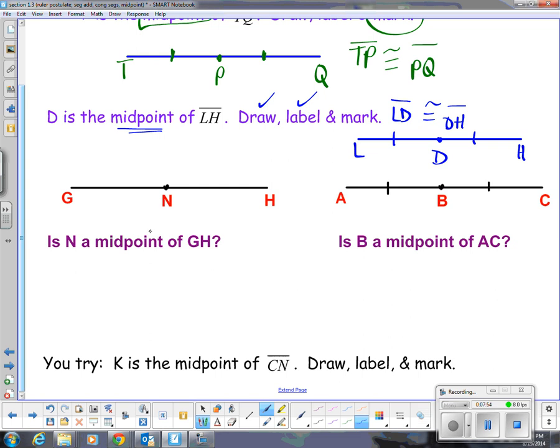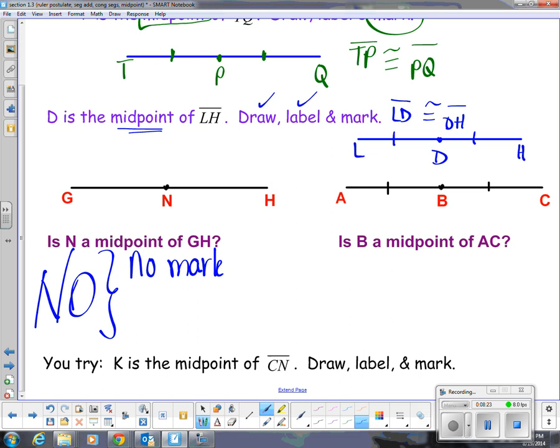All right, so when you look at these two examples, is N the midpoint of GH? Is B a midpoint of AC? Now I'm telling you, one of these is yes and one of these is no. You cannot look at a diagram and assume. When I look at this diagram, it looks like N happens to be in the center of the segment, but we can't guarantee this. This is a resounding no. Why is it a no? Because there are no marks. If there are no marks showing congruence, then you cannot assume that there's anything congruent going on here.